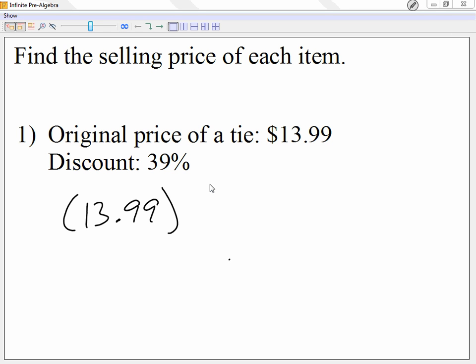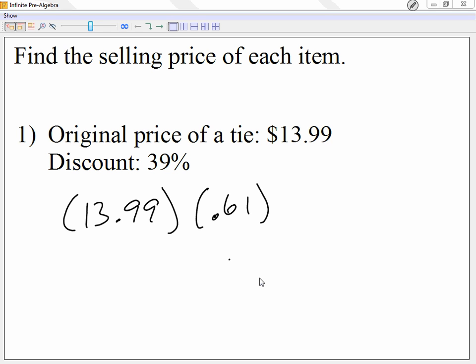If you go to some other teachers, they will ask you to find out what's 39% and then deduct it from 13.99. That's what they will do. I taught you guys differently. From 39%, I don't want to find out what's 39%. I actually want to find out what's 61%. So I'm going to write 61% as 0.61.